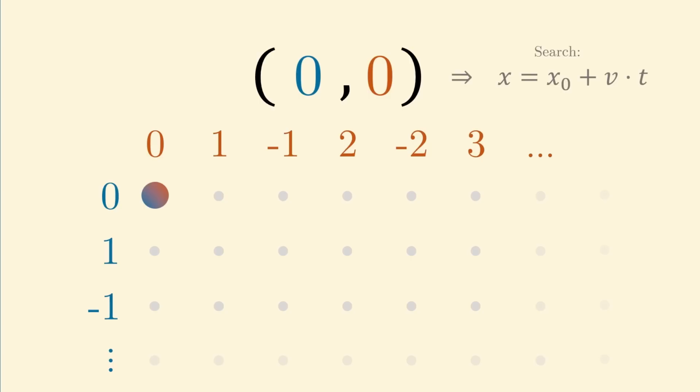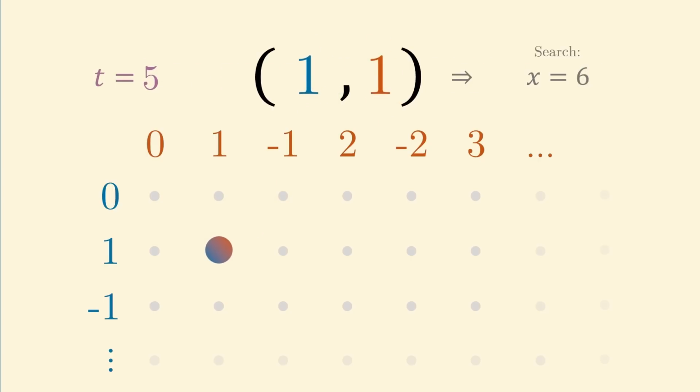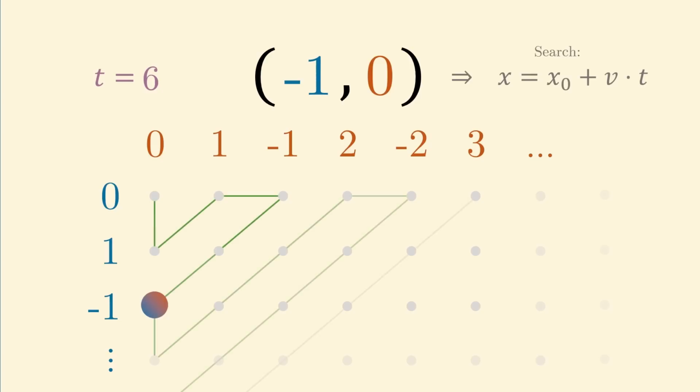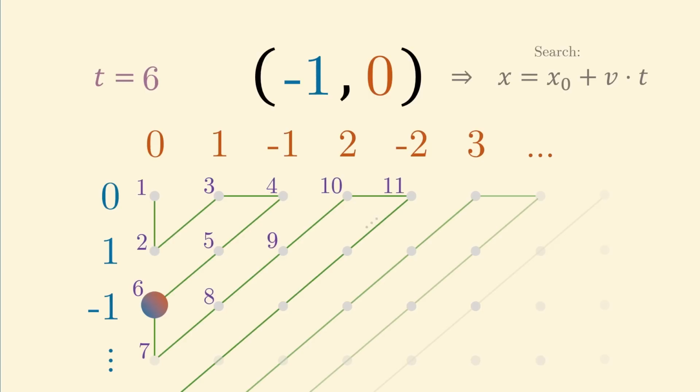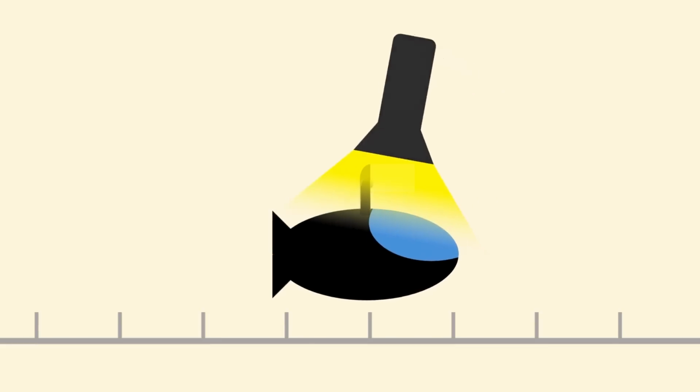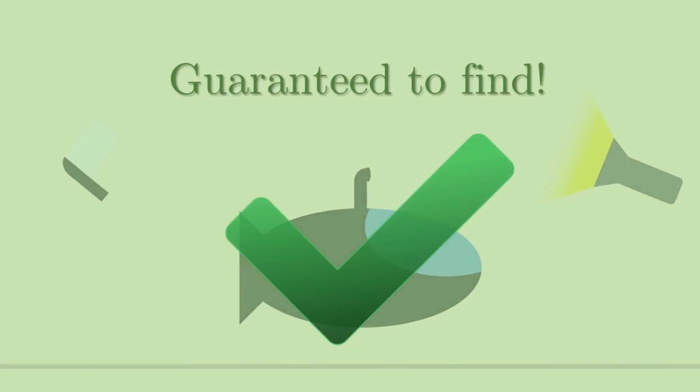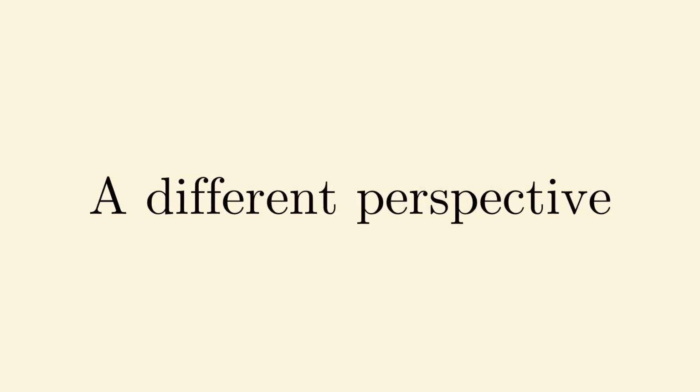For each point, we just need to search x0 plus v times t. For example, at t equals 5, if we want to eliminate the possibility 1, 1, we should search position 6. To cover all options, we can do something like this. Snake through the points in a zigzag fashion. If we just keep track of time, we will have all the information we need to eliminate each option. We will eventually go through all the possibilities, and so we are guaranteed to find the submarine. We've won. I promised you 2 approaches, so let's consider a different perspective.